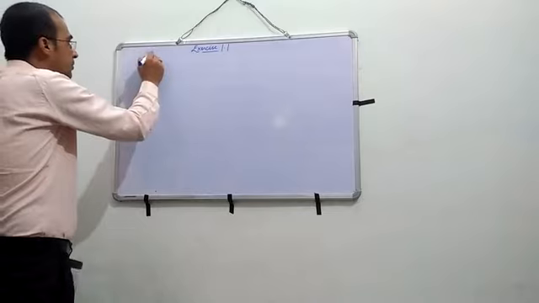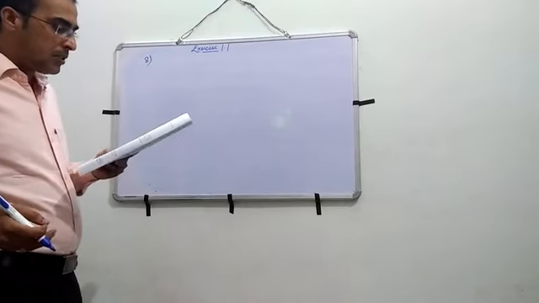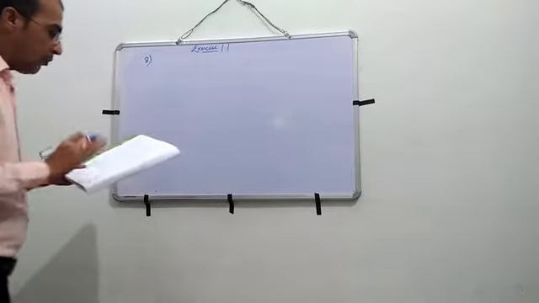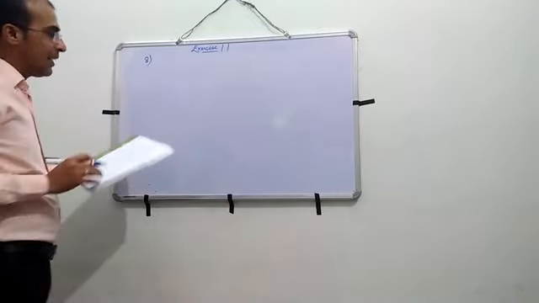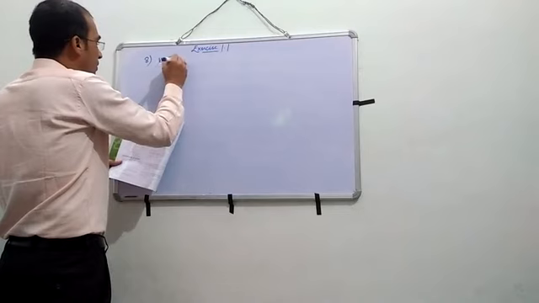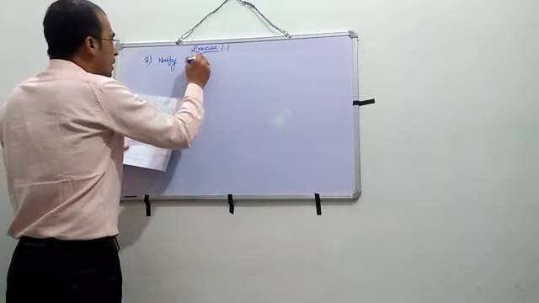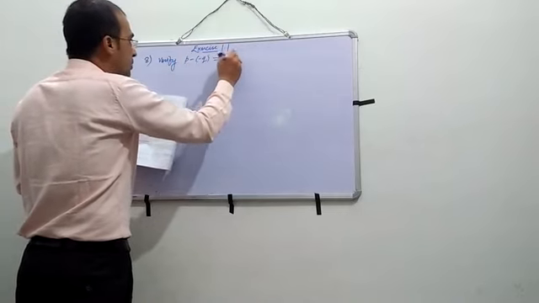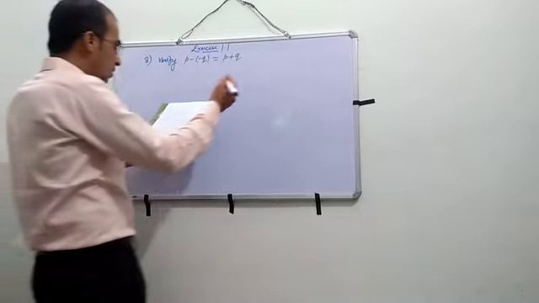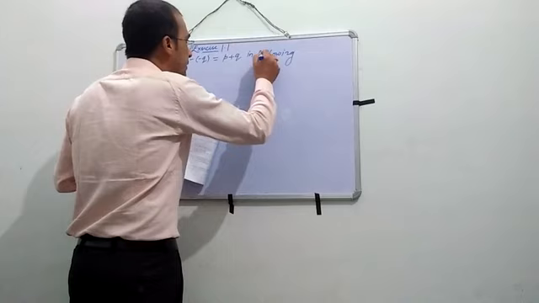Question number 8. You have to verify here. The statement is given: p minus in brackets minus q equal to p plus q, in the following cases. You have to follow these values and check whether this statement is satisfied or not. You have to verify it. So given here, verify p minus (minus q) equal to p plus q. This is your statement. It is given in the question in the following cases.